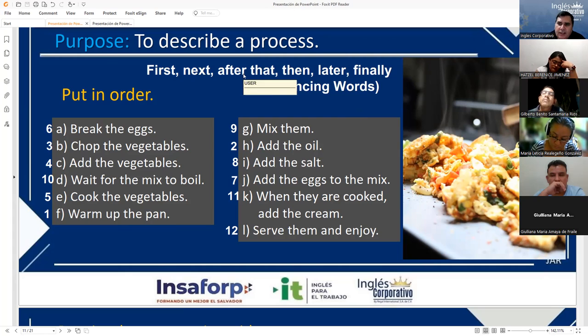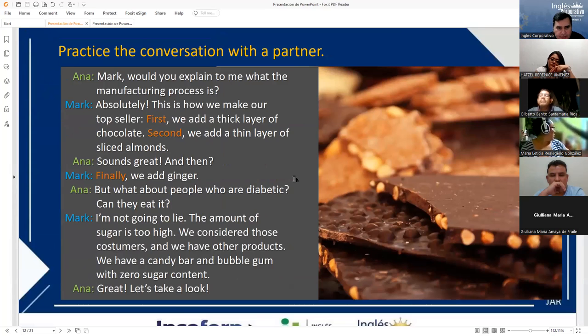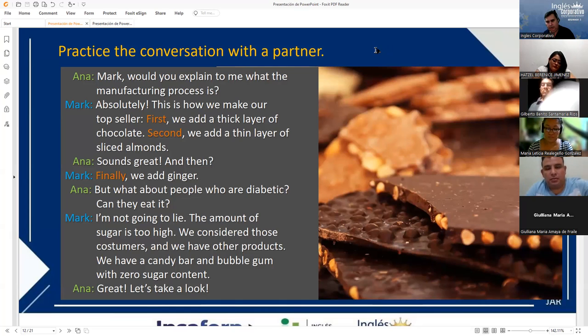Teacher, why are they sequencing words? Because they establish the sequence. They establish the sequence. Some people say they mark the sequence. Okay. Let's continue. Practice the conversation with a partner.